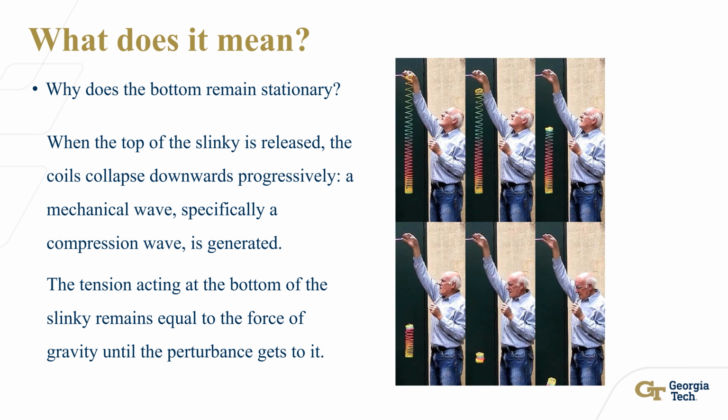Why does the bottom remain stationary? When the top of the slinky is released, the coils collapse downwards progressively. A mechanical wave, specifically a compression wave, is generated. The tension acting at the bottom of the slinky remains equal to the force of gravity until the perturbance gets to it.